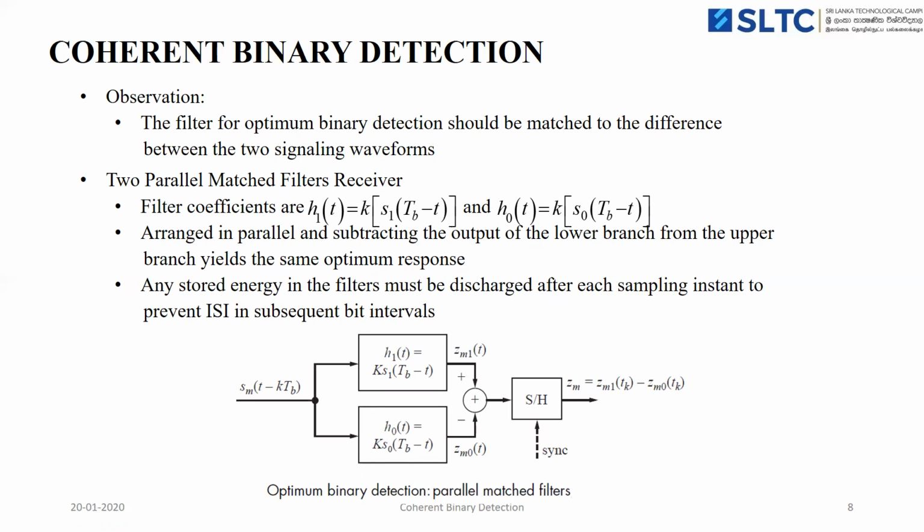The matched filters are designed as h1 of t and h0 of t, and the input signal is the signaling waveform. Then we can find the difference between the two outputs. It is given to the sample and hold circuit, where synchronization is performed. Then we are getting the sampled values.